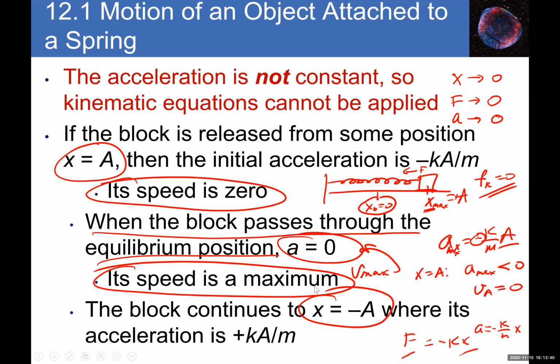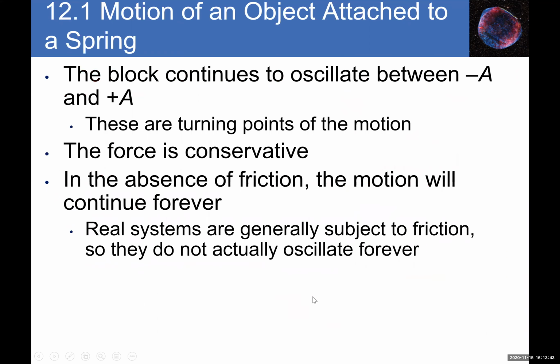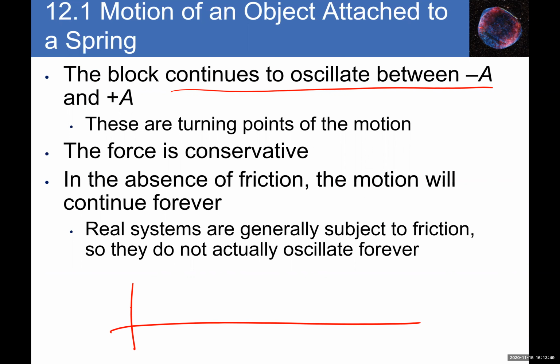Now, what we get here is the block that is basically going back and forth. So it's continuously oscillating between negative A and A. So think like this. If this is the spring, you start from this position x equals plus A.